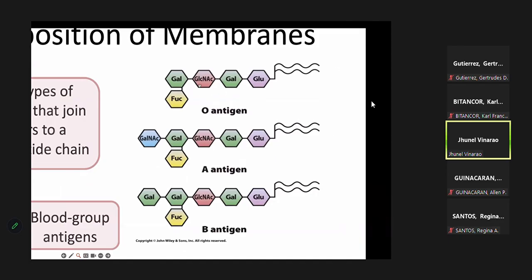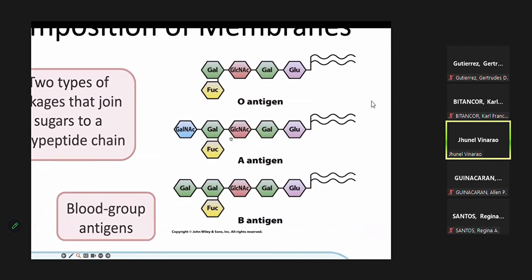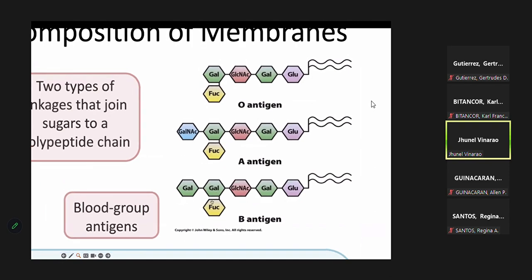So for the O antigen, it has this molecular structure. It has a glucose, galactose, and acetyl glucosamine. There is also a fucose and galactose. The difference from the other antigen is that bound to the galactose is an acetyl galactosamine.